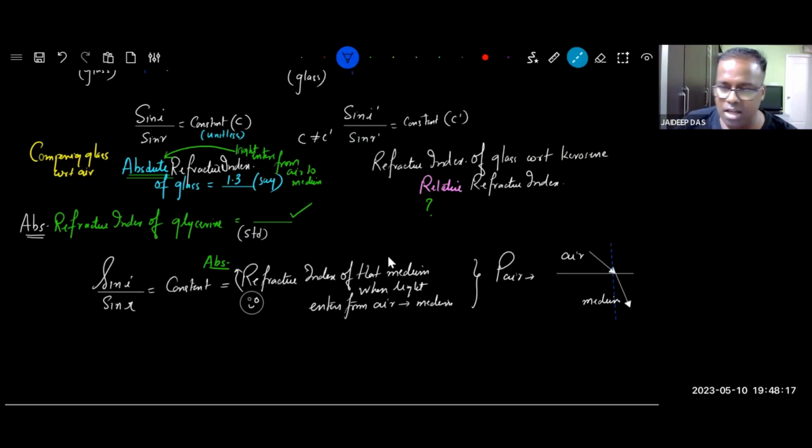Sin i by sin r is called the refractive index of that medium only when light is entering from air to that medium. And this sort of refractive index is known as absolute refractive index.